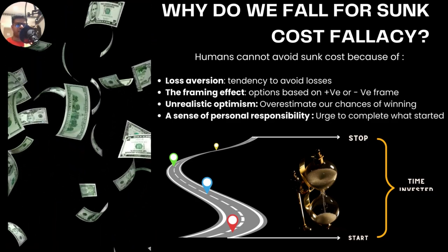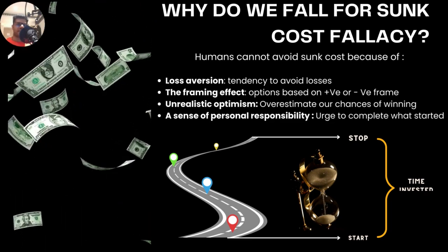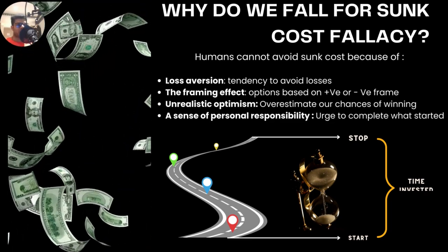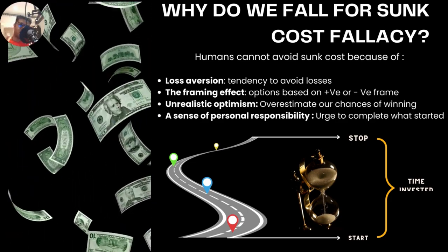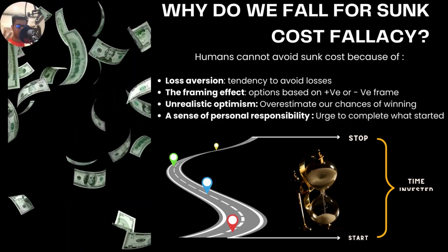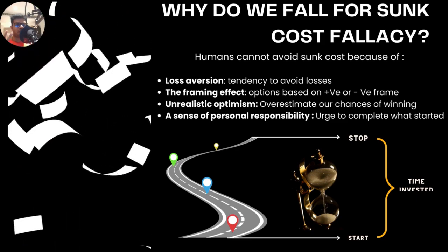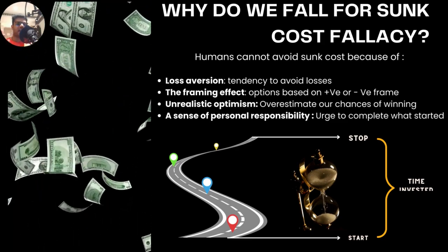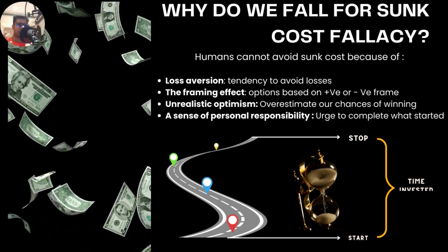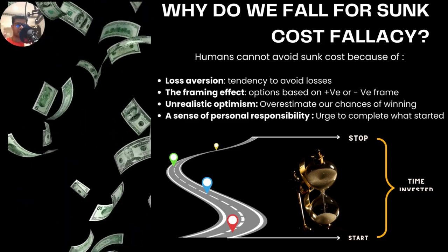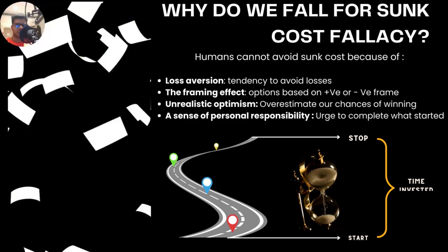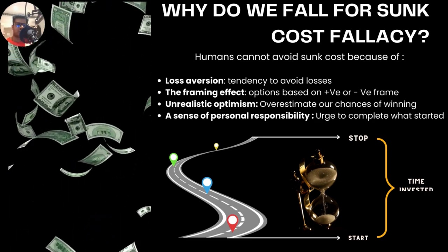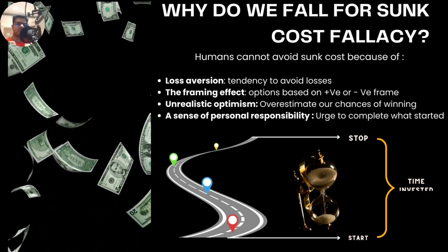So it brings us to a discussion of four important verticals that make us fall for the sunk cost fallacy, which are loss aversion, the tendency to avoid losses; the framing effect, to base your options on the positive and the negative frame; unrealistic optimism, which overestimates the chances of winning; and last but not the least, a sense of personal responsibility, which urges you to complete what you have started, irrespective of the outcome.